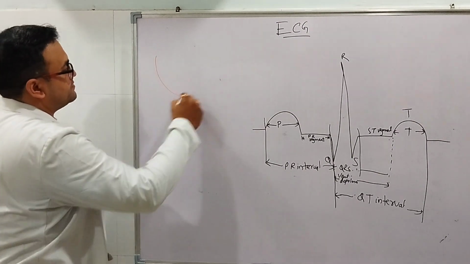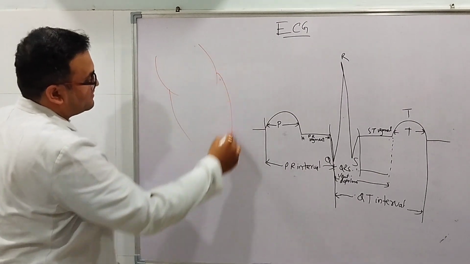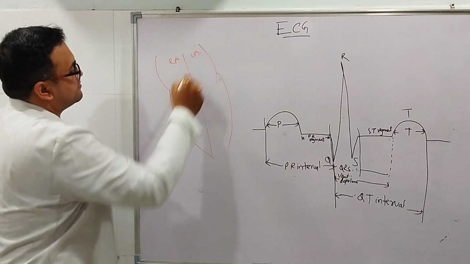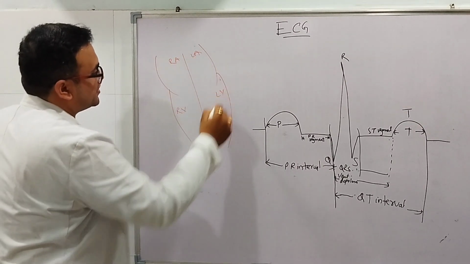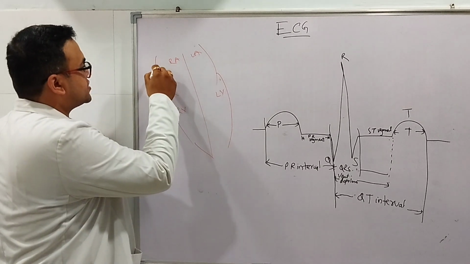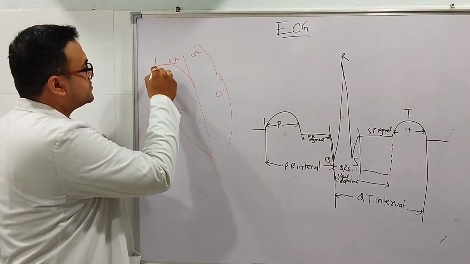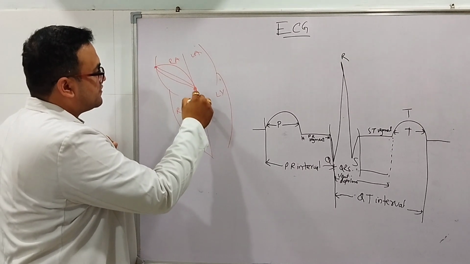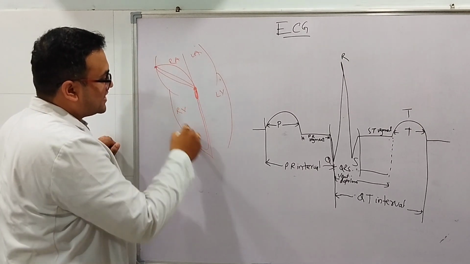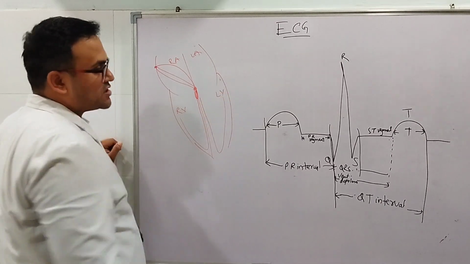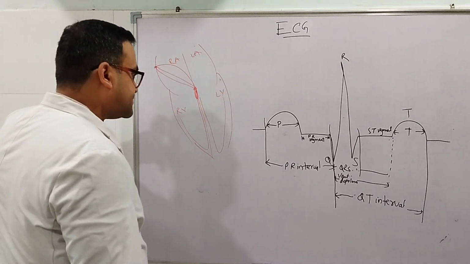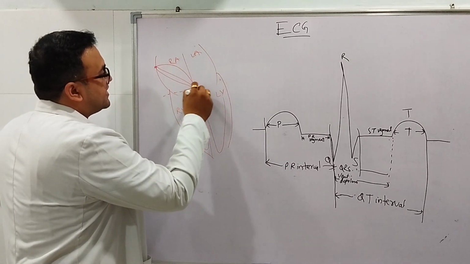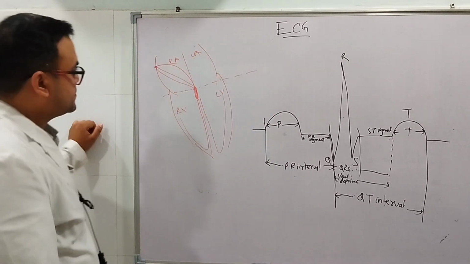This is the heart. As we have discussed, we know this is the right atrium, this is the left atrium, right ventricle, left ventricle, and the depolarization spreads from the SA node to the AV node to the bundle of His, the fast conducting bundle of His fibers, and the right ventricle, right bundle branch, and left ventricle, left bundle branch. This is an electrically neutral zone.